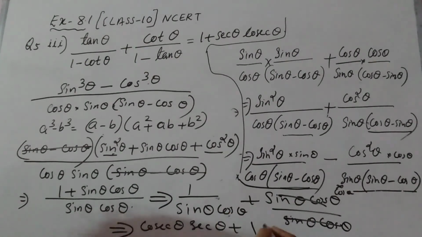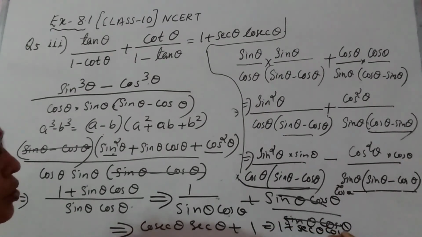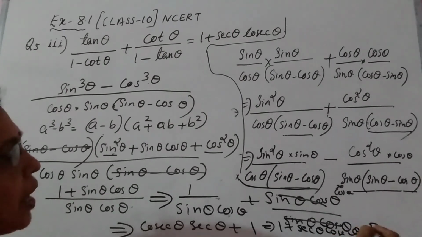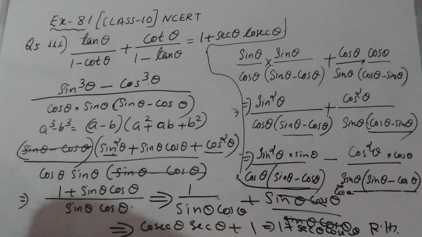Both are the same only. We have to write it as what is given in the RHS. You can write that as 1 plus sec theta cosec theta. That is the RHS. We can write it on the right hand side. That is the right hand side, what is given there, that you have to write.